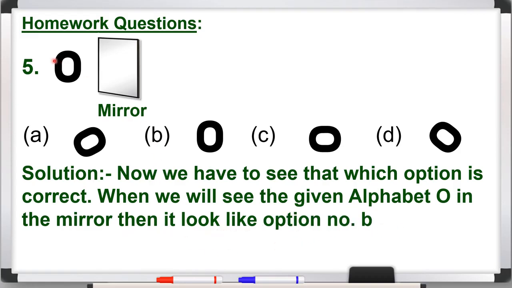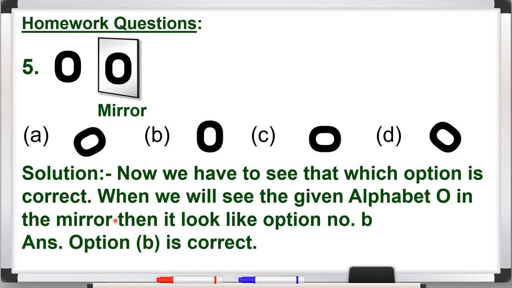Why beta? Because यहाँ पे जो हमारा O अल्फाबेट है वो हमारा राइट हैंड साइड पे और लेफ्ट हैंड साइड पे बिल्कुल ही सिमिलर है, इसलिए ये हमें सेम टू सेम नजर आएगा when we see it in the mirror. Okay, like this. Understood? So option B is correct. Okay beta. Thank you.